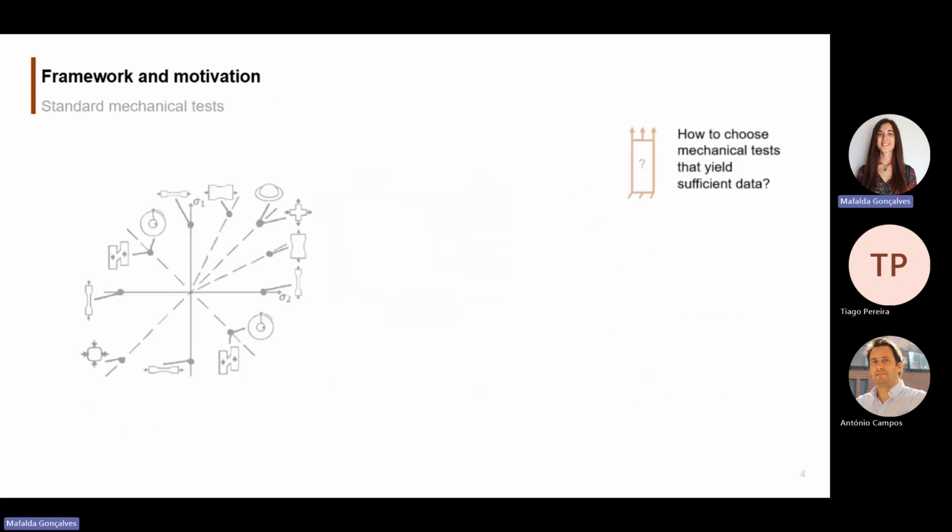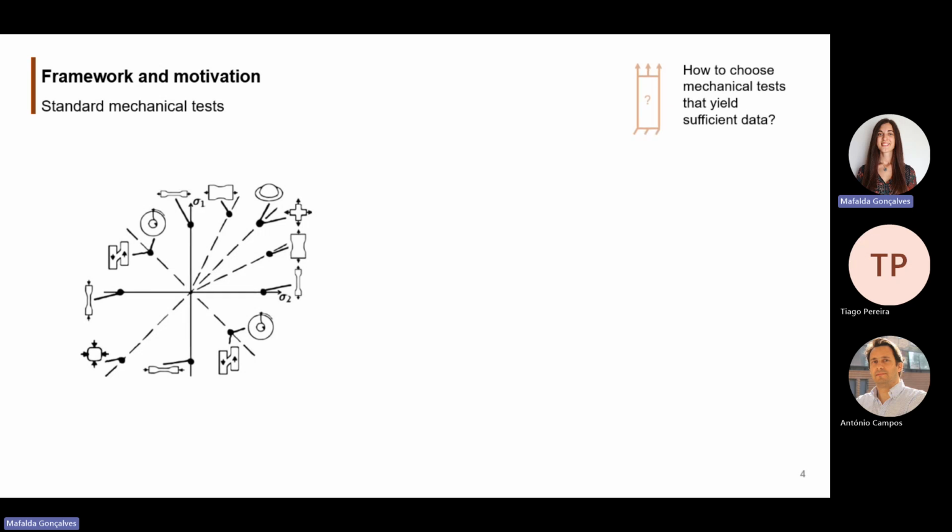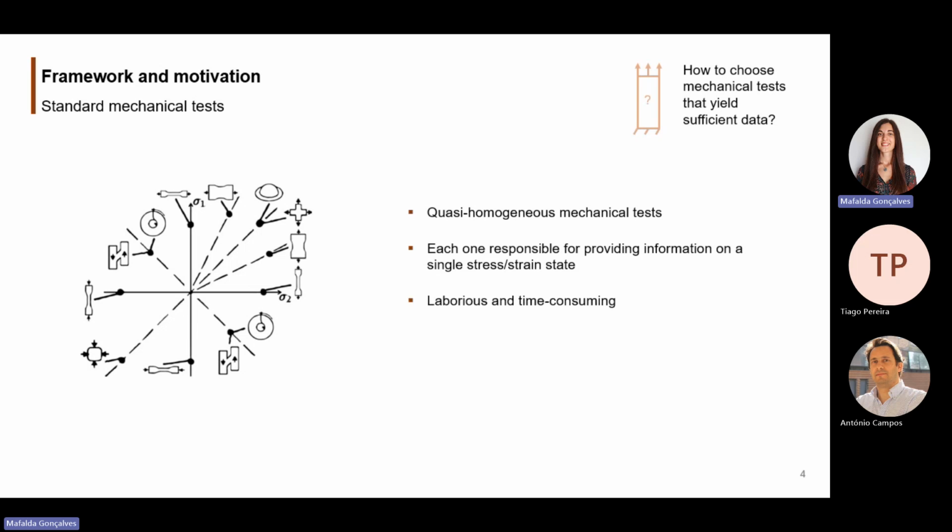So focusing on this last question, classically, the material characterization process consists in carrying out quasi-homogeneous mechanical tests that generate homogeneous stress distributions, and therefore each one is responsible for providing information on a single stress state. This is a laborious and time-consuming procedure, and the calibrated models are limited to the simple conditions present in a quasi-homogeneous test, so they are not reliable for simulating more complex scenarios.